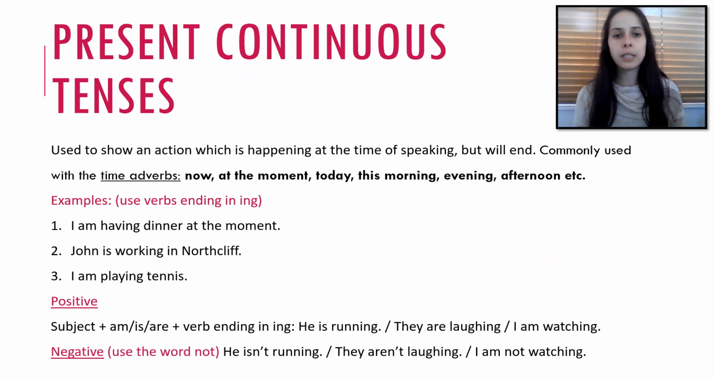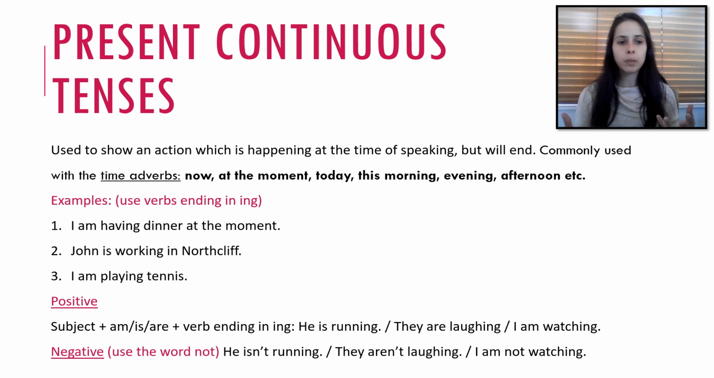Okay, we've just done present simple. Let's have a look at present continuous and how they are different. So present continuous, the definition says, used to show an action which is happening at the time of speaking, but it will come to an end, okay? It's commonly used with time adverbs, so already we see a difference. With present simple tense, we had frequency adverbs, and with present continuous tense, we've got time adverbs. So now, at the moment, today, this morning, this evening, or this afternoon, or in the afternoon, anything like that would be your time adverb.